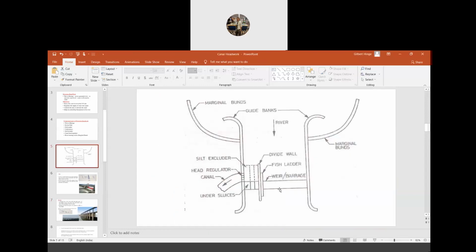So what is a weir and barrage? Basically, for us to be able to divert water from the river into the canal, we need to raise the level. That's why we construct a weir or a barrage. The difference between them is that in case of a barrage we put some gates, whereas in case of a weir it's just a solid structure. Is it clear to everyone what a weir and barrage are? Is it clear? Yes, sir. Okay, fine then. Now let us see the other components.